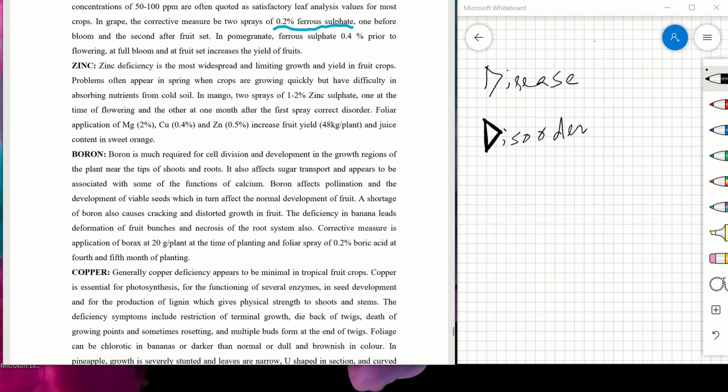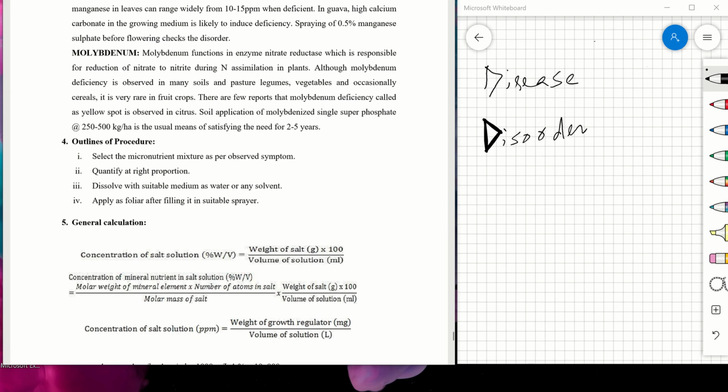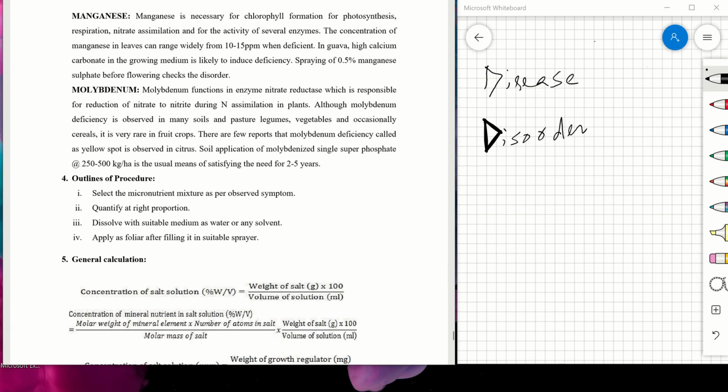Okay, zinc, boron, copper, manganese, molybdenum, etc. So you can see here today we will discuss only how to prepare concentration, especially for the micronutrients. Since micronutrients are required in very small amounts, that is trace amounts, they are most of the time measured in ppm.